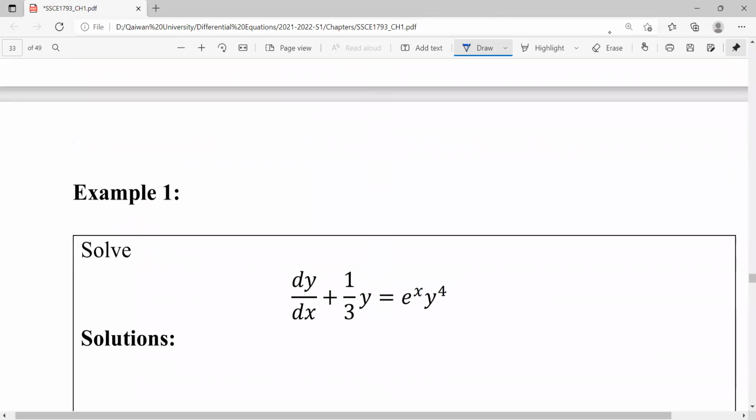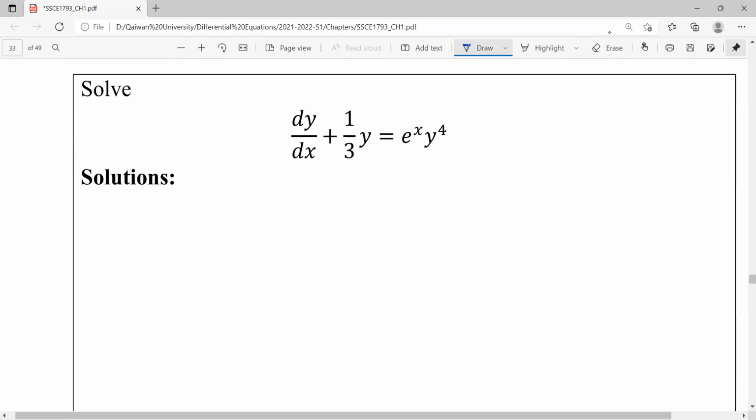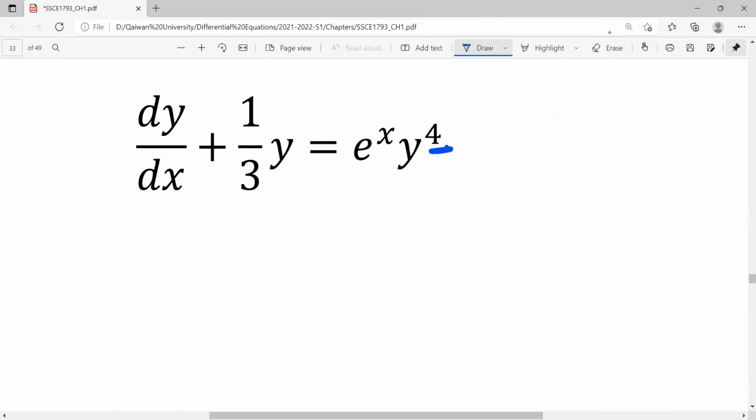Look at this example. In this example, it will be much easier to understand. Here we have dy by dx plus 1/3 y equals e to the power x, y to the power 4. First, we must know what's n. What's n here? n is the power of y on the right-hand side. What's the power of y? It is 4. As you see, the power is 4. That means n is 4.